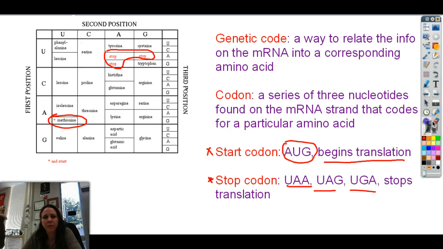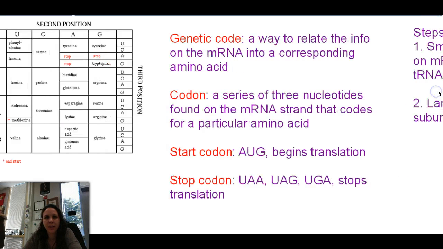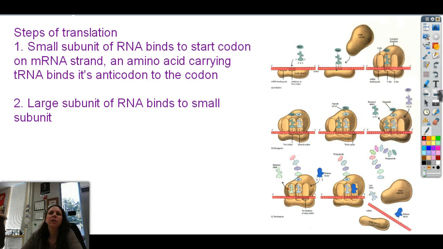Okay, so now we got some vocab down. Now we can kind of look at the processes. Okay, over here I have a picture. I highly recommend you either printing this picture off or finding a picture on the internet yourself of translation and printing it out so you have something to refer to.